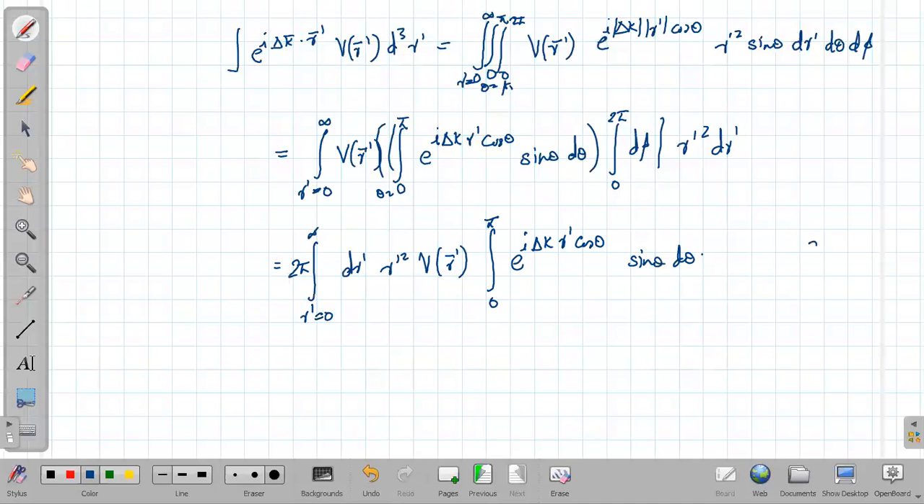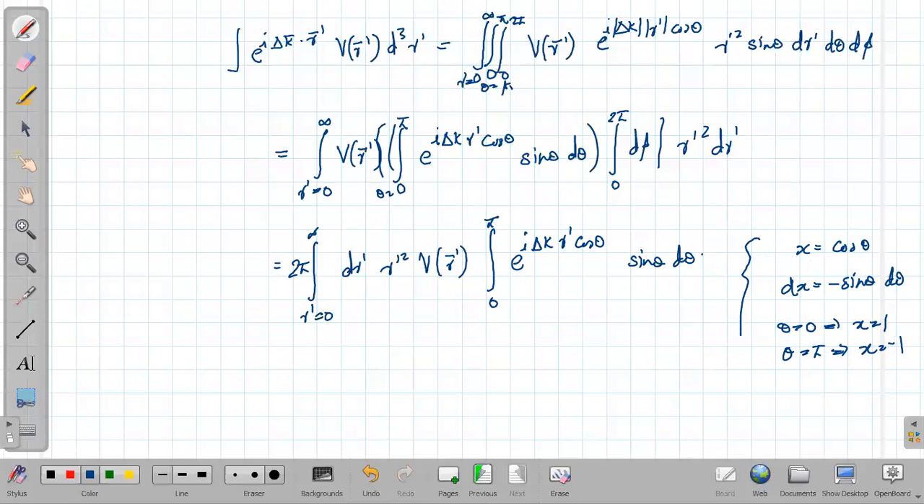Okay, now we are going to put x for cos theta, then dx would be minus sin theta d theta. So if x is cos theta, then theta equal to 0 implies x equal to 1, theta equal to pi implies x equal to minus 1.